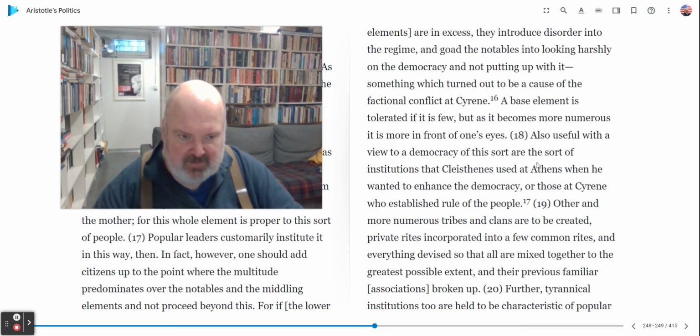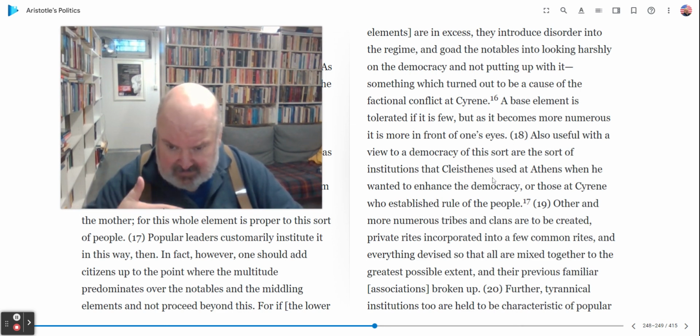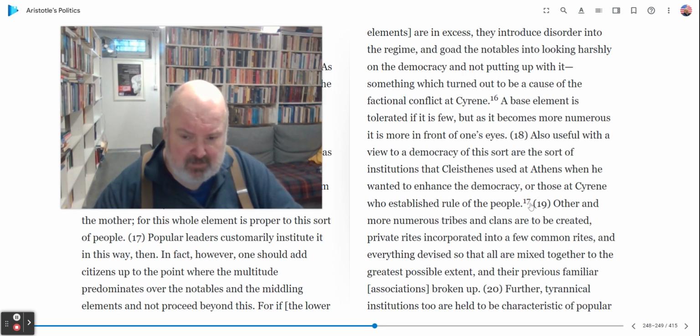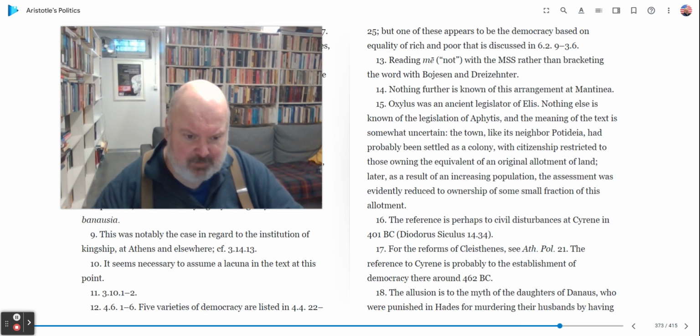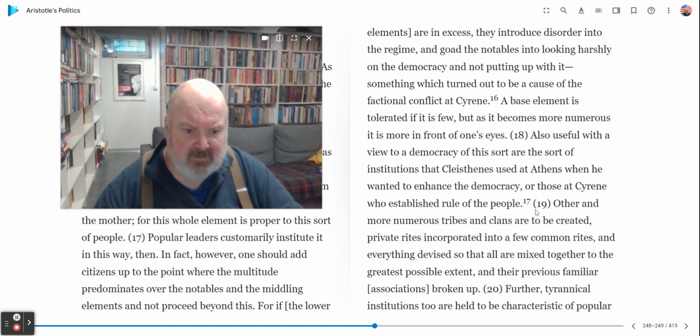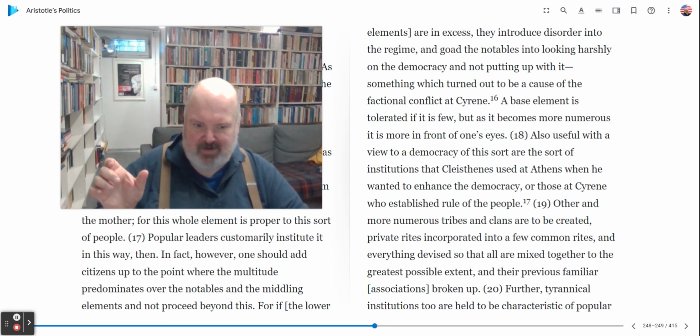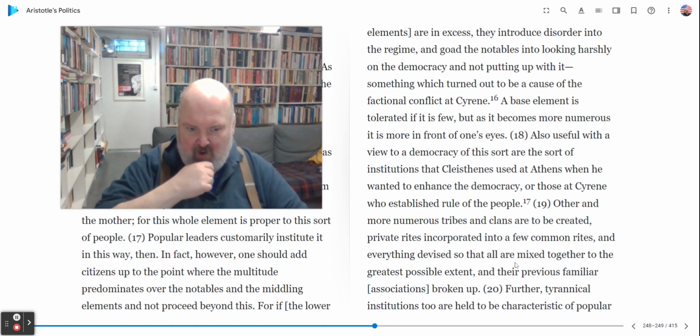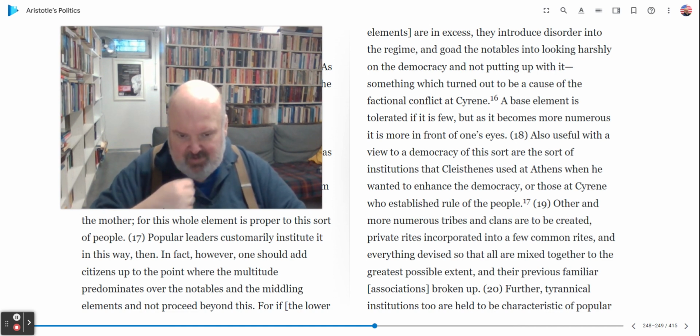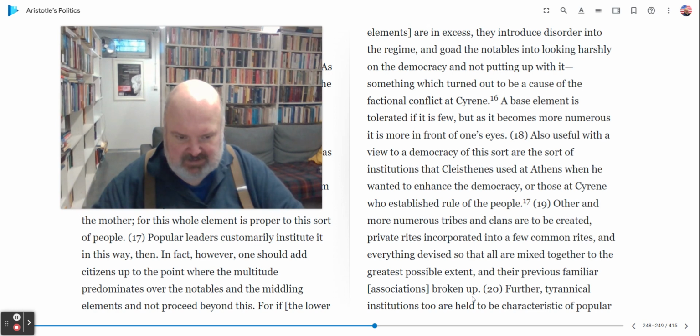So, in other words, if you're going to take this last democracy, you should follow what he does. The divisions of tribes, again, chapter 21 of the Athenian Constitution. Others and more numerous tribes and clans are created. These are the small units. Private rights are incorporated into a few common rights, and everything is devised so that all are mixed together to the greatest possible extent, and their previous familiar associations broken up.